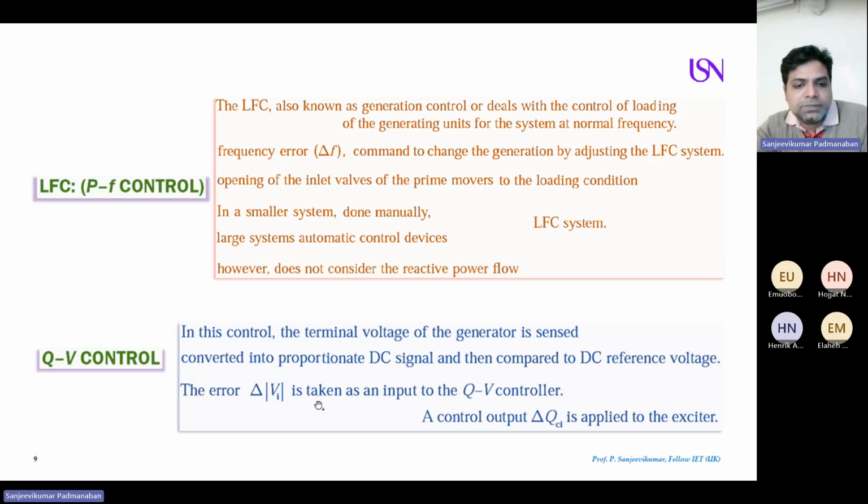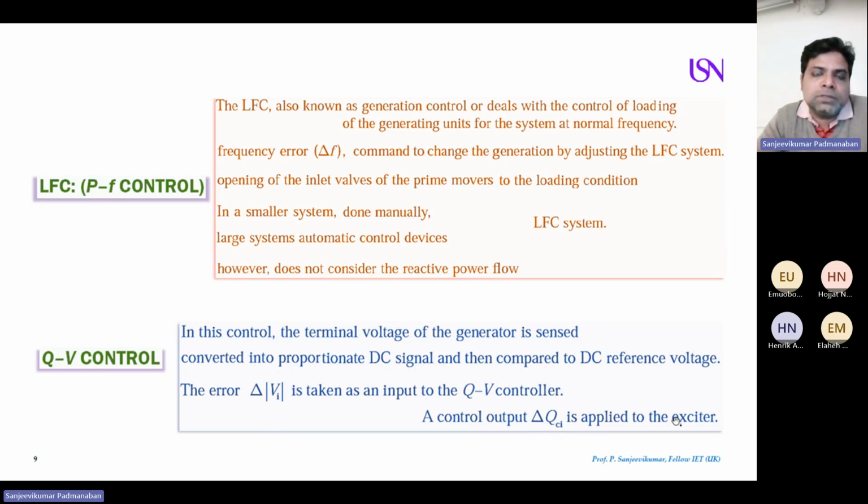Then this signal will be compared with the DC reference voltage and you generate new control signals to control your voltage. For example, if the voltage error is delta VI, I want to keep my load voltage constant, but there is a small error sensed as delta VI, and this will be given to the input of your QV controller. We will see some examples later. So we give these errors to the QV controller, and the controller will generate an output signal which will control the reactive power of your generator by applying these voltages to your exciter.